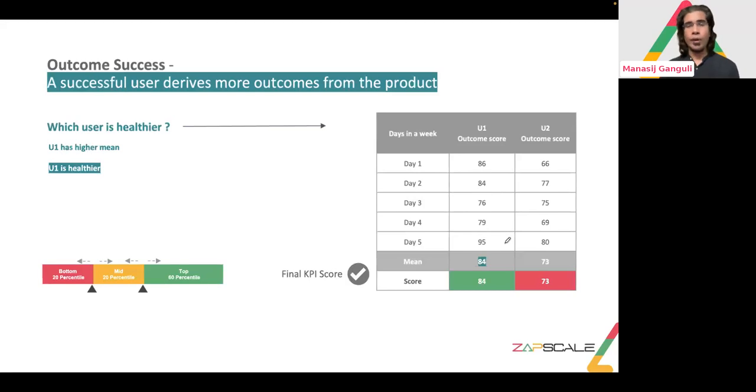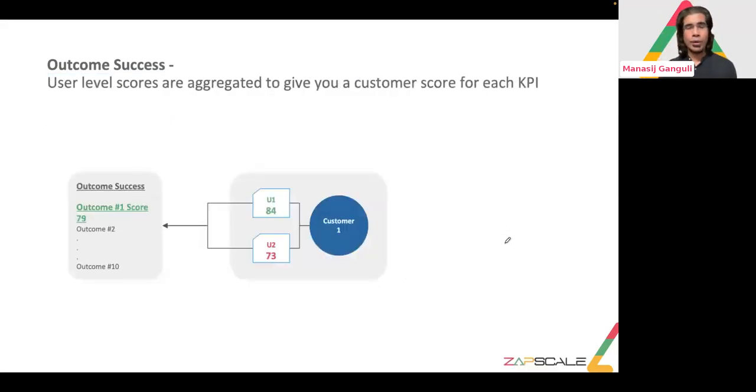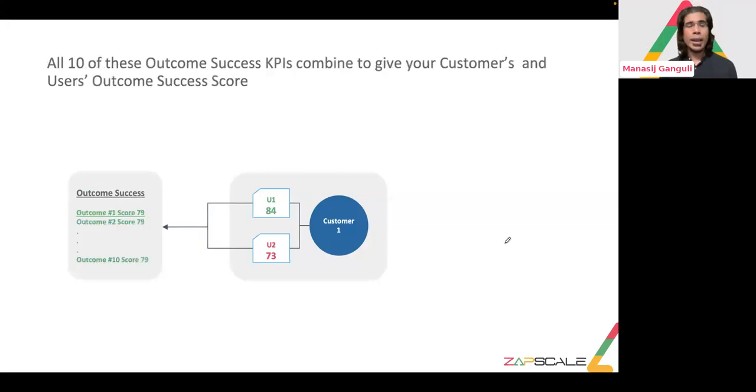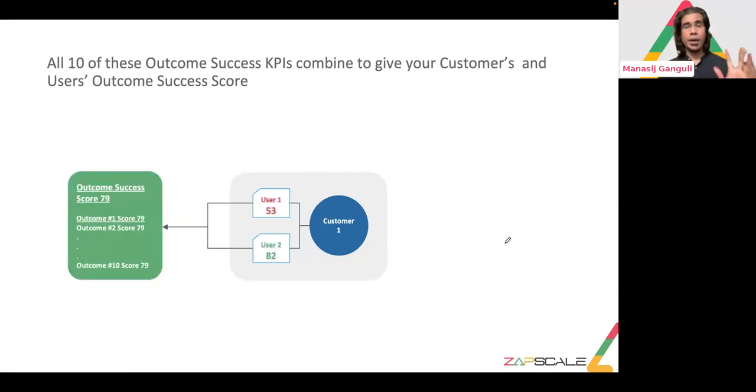And that's what you do for outcomes. And that's how we do it for every outcome. This is something which you can build on ZapScale. I'll show it to you just in a moment. And then you define your outcomes for every user level, and the average of all the users of that customer is the overall outcome score for a particular customer. That's how you define the outcomes.